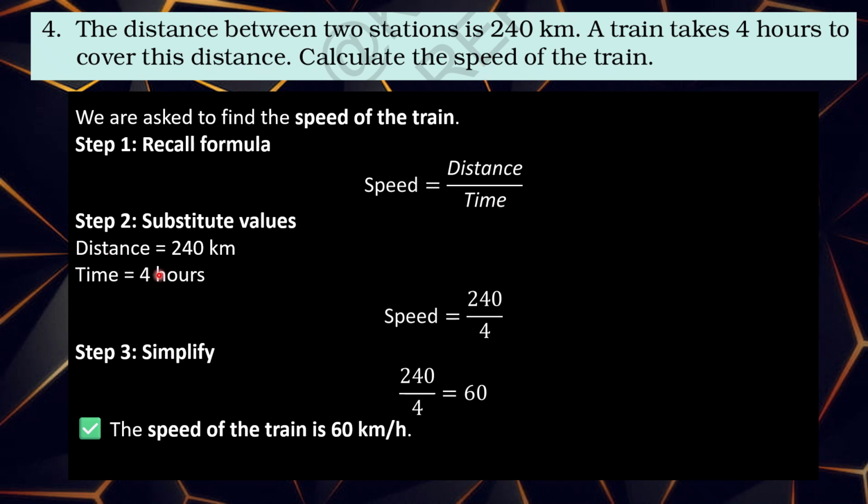We have distance here. Distance is 240 kilometers. Then the time is 4 hours. So speed equal to distance, 240 kilometers, divided by 4 hours. Simplify this. 4 ones are 4, 4 sixes are 24, 0. That's why it is 60. The speed of the train is 60 kilometer per hour. You should remember, write the unit kilometer per hour. You should write. It has half marks.